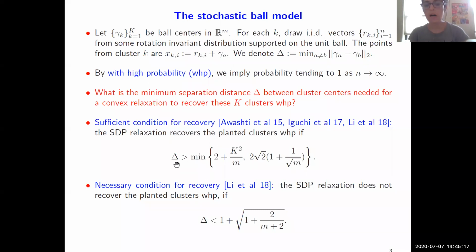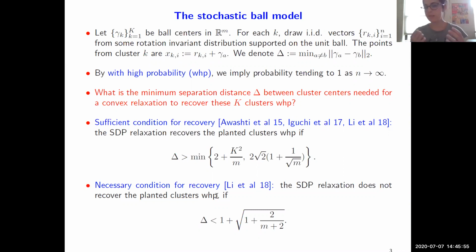In one of these works, they also gave a necessary condition for recovery, which basically says the SDP relaxation does not recover the planted clusters with high probability if delta is less than this number. Again, what does this mean? If you let the dimension be 2, 3, etc., it tells you delta is a number which is strictly bigger than 2, and if it's smaller than that, then you cannot recover. That implies, most probably, because we don't know for sure, that the SDP is not optimal. So what do I mean by optimal?